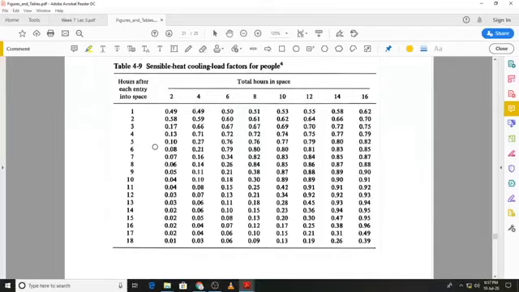We have to be a bit more careful in reading the values of cooling load factor from this table. Of course, the first horizontally you can see there are a number of columns for total hours in space, and we know that the people enter at 800 hours and they leave at 1800, so they stay in the conditioned space for 10 hours. So that means this is the column that we will need to use, and against that we also have the first column which is hours after each entry into space.